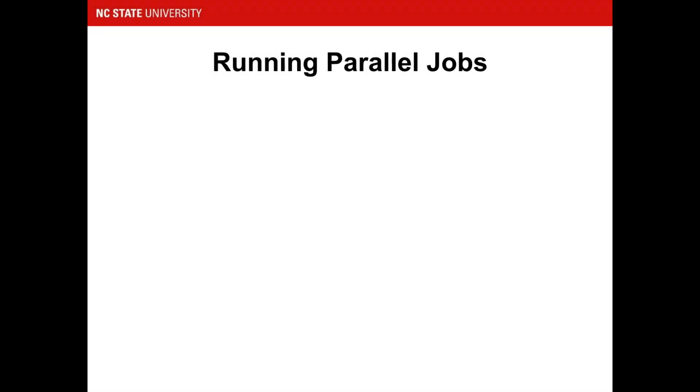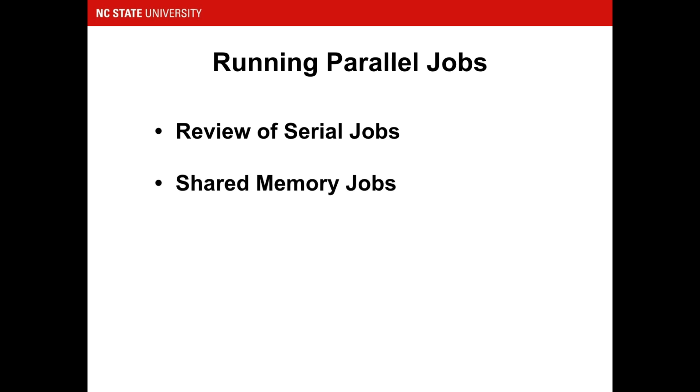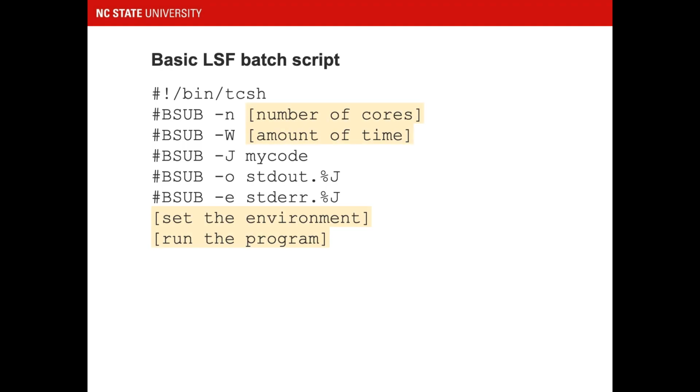Now that we've covered all those definitions, it's time to finally run some parallel jobs. First, we'll review the sample batch script used in the previous tutorial. Then we'll discuss the modifications to the batch script that will allow you to submit basic shared or distributed memory jobs. This was the sample batch script used in the previous tutorial, and it contains everything you need to run a simple job.